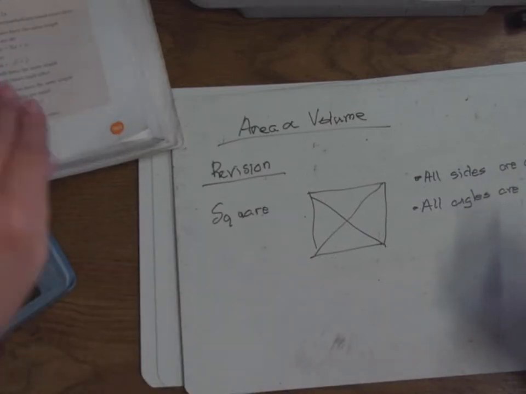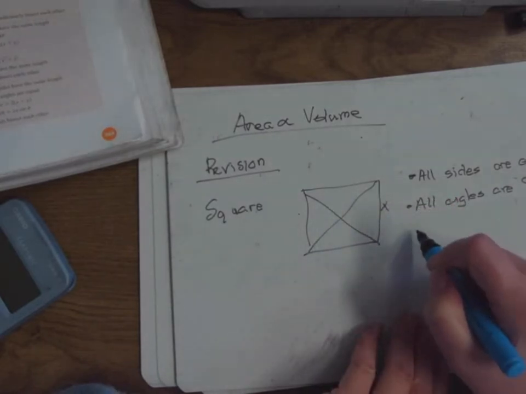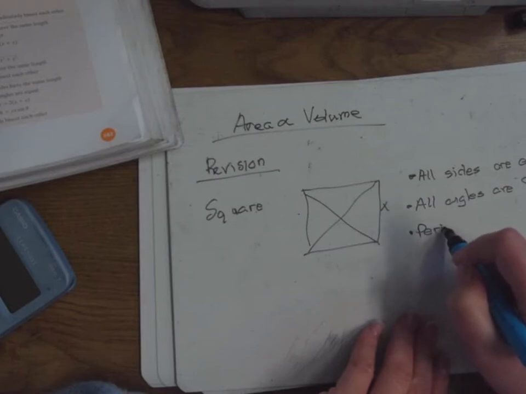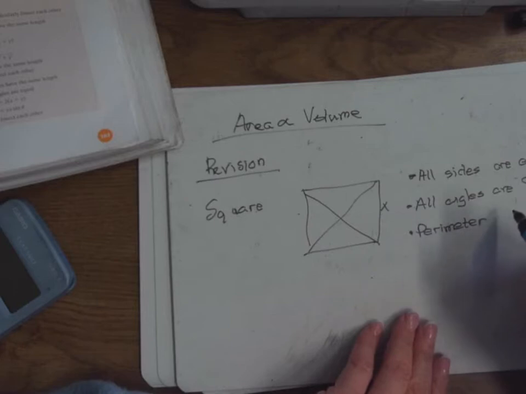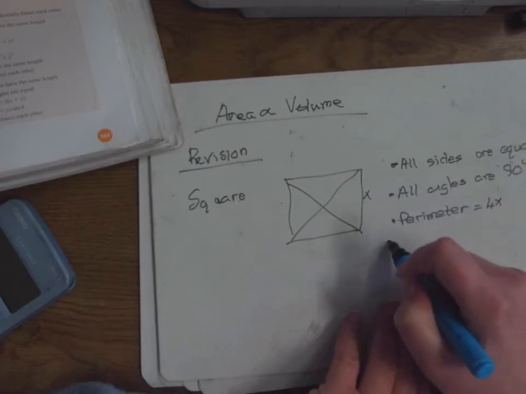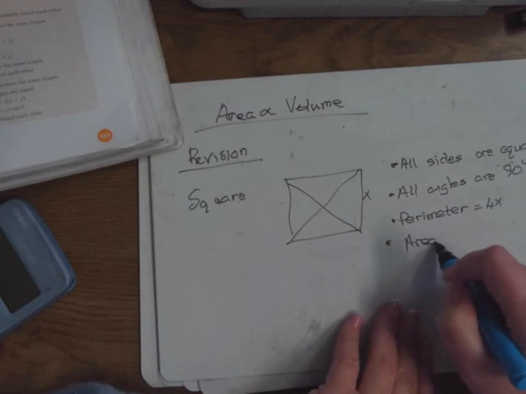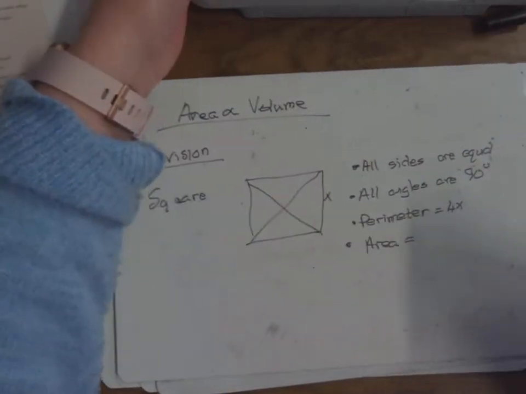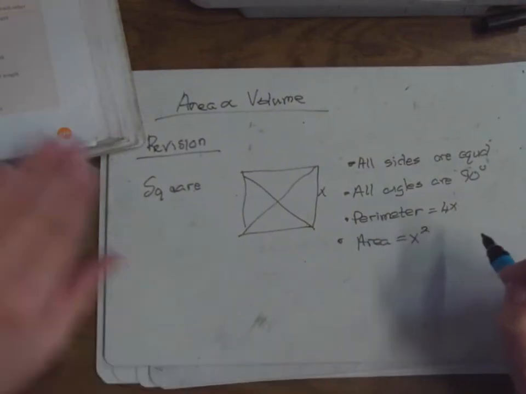Perimeter: if I say one side is x, the perimeter is 4 multiplied by x. x plus x plus x plus x. The perimeter is 4x. The area is x squared.